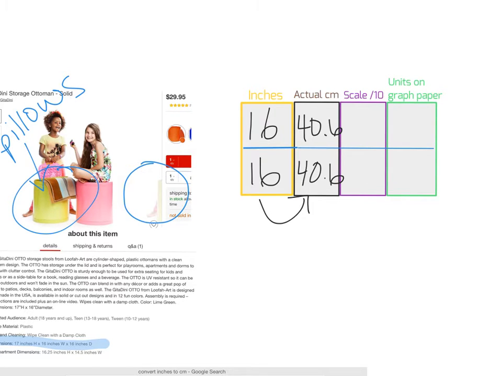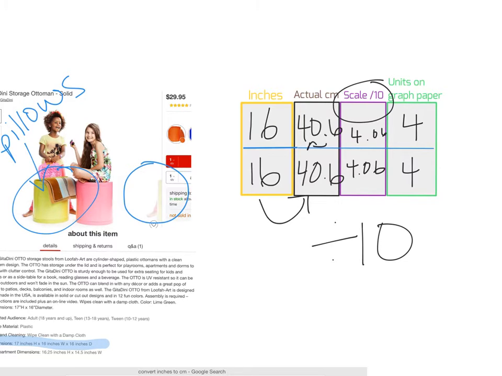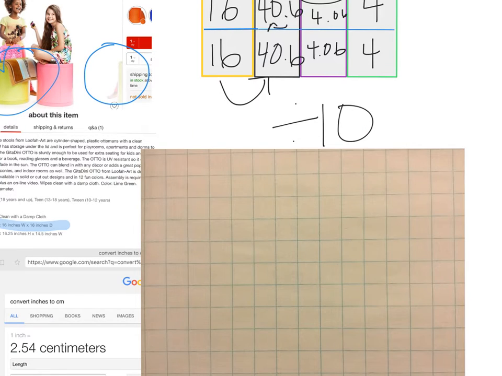Now, on my scale, remember I'm going to divide by 10, which means I move the decimal over. So it's going to be 4.06. So that's about 4. That's going to be close enough. So I'm going to draw that 4 by 4. So 1, 2, 3, 4. 1, 2, 3, 4.